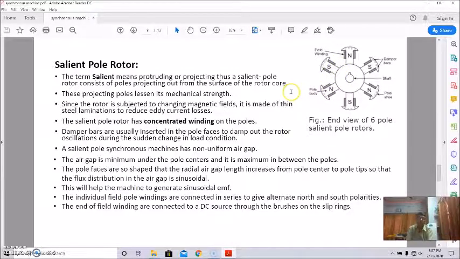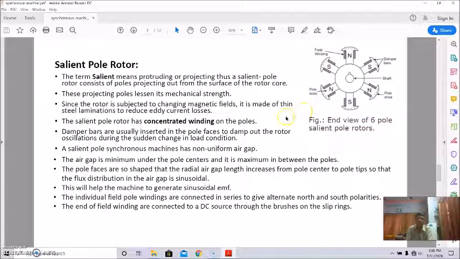So these projecting poles lessen its mechanical strength. This is very important: its mechanical strength will be less due to these projecting poles. And since the rotor is subjected to changing magnetic fields, it is made of thin steel laminations to reduce eddy current losses. The salient pole rotor has concentrated winding on the poles. So these are the concentrated windings on the poles. And these are the places where the damper bars are placed.